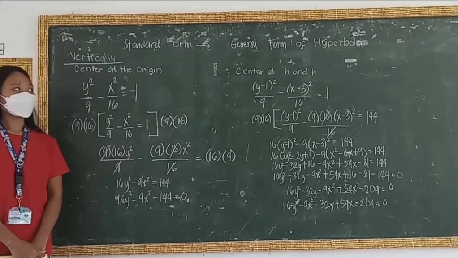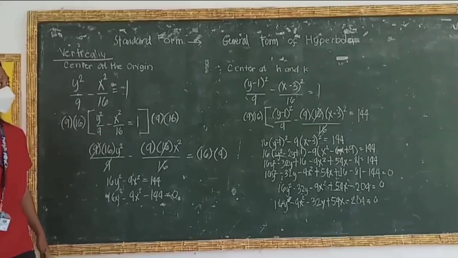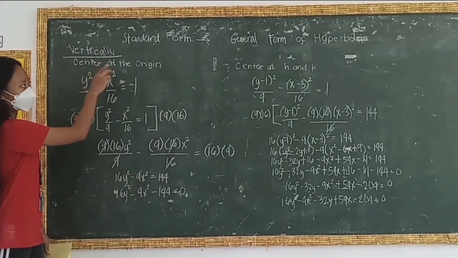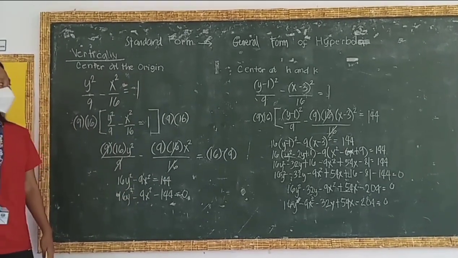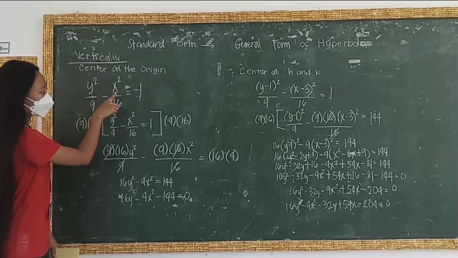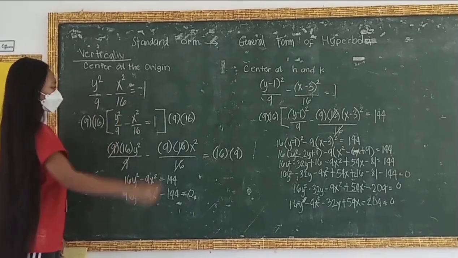And now I will show you the standard form to general form of a hyperbola, and it is vertical, centered at the origin. So the equation is y squared over 9 minus x squared over 16 is equal to 1.